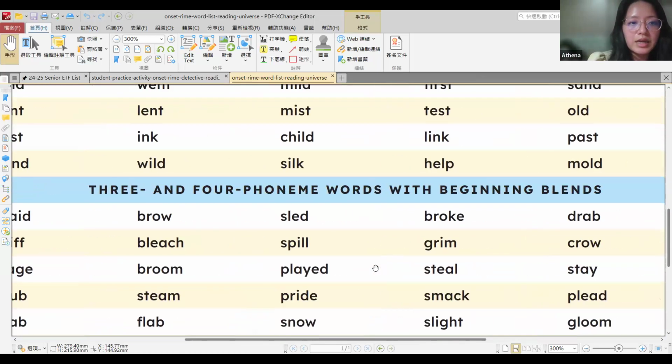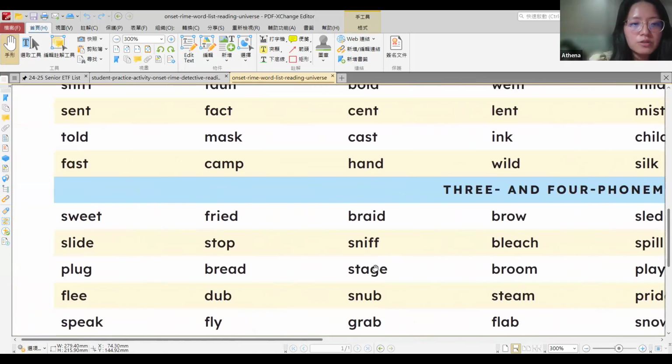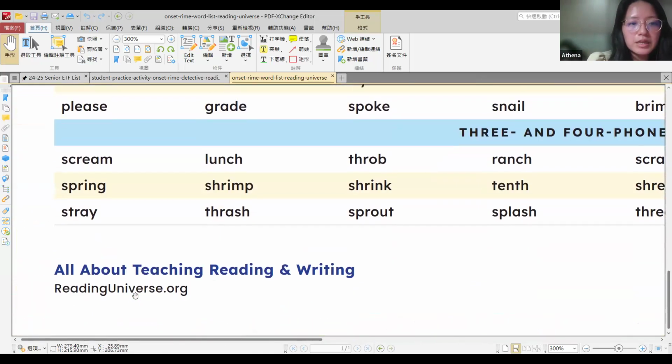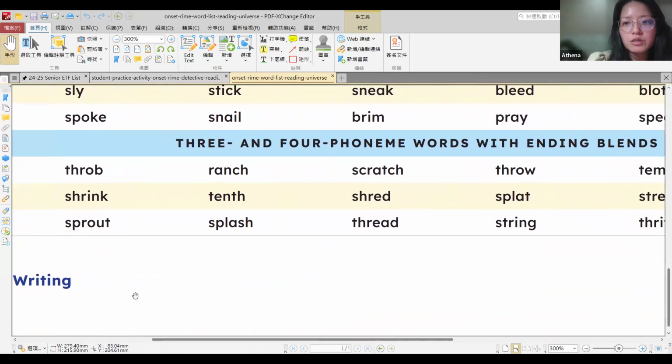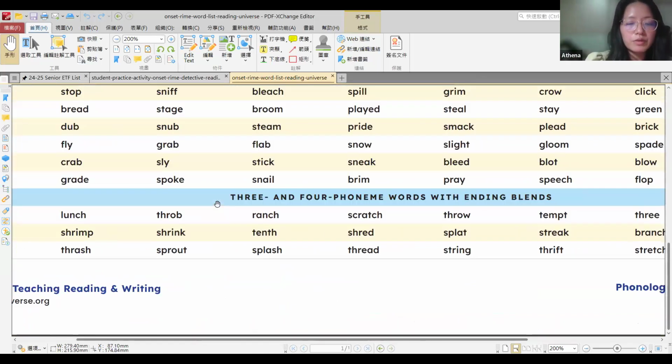Okay, and the 3 and 4 phoneme words with beginning blends. So they have to blend the beginning part. And also 3 and 4 phoneme words with ending blends, so a lot of different phonemes. If your students are advanced or higher graders, or even junior high school students, you can use harder words, like words with 2 or 3 syllables, which will help them learn better and more solidly. Okay, so this is the onset rhyme.